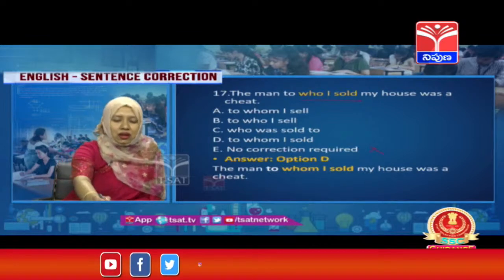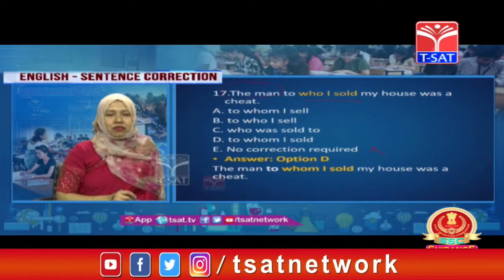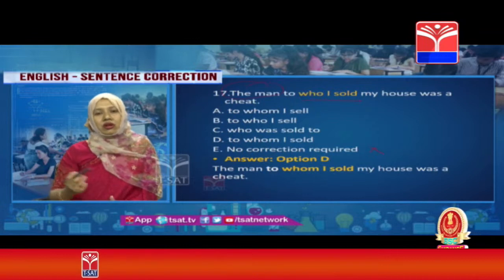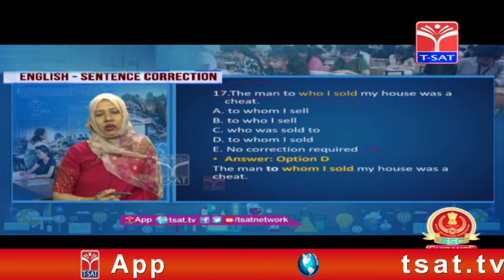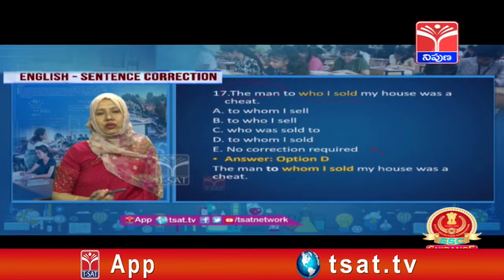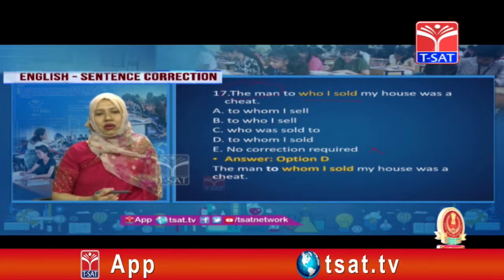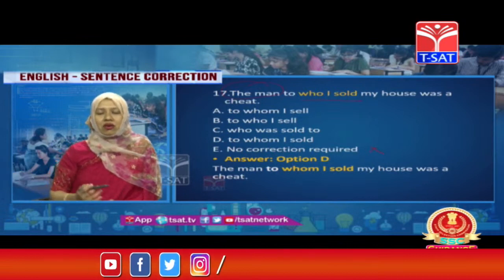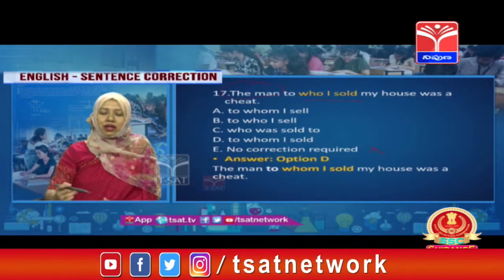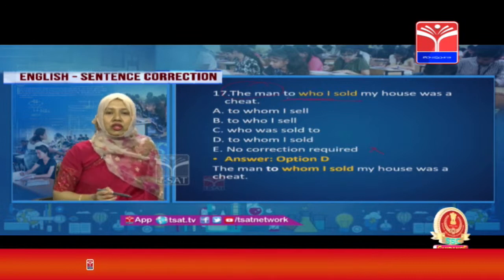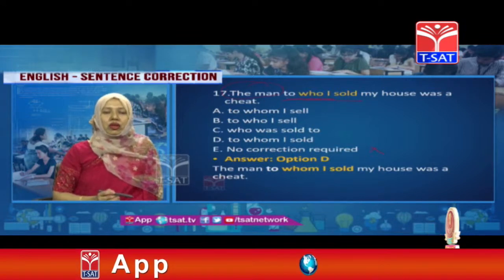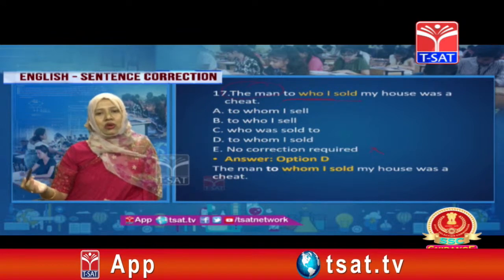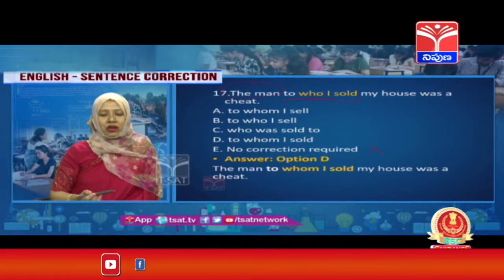Now if you see, the subject is the man. Whenever we talk about persons, we refer to the relative pronoun as whom. The man to whom, we should say. To who we cannot say. We can say the man who is standing there is my brother or father. The man who is, but here to is there. Along with to, you should use whom. The man to whom I dash my house, whether it should be sell or sold.